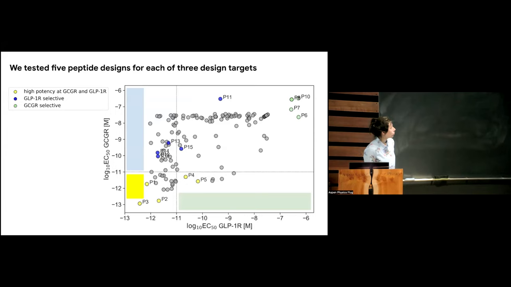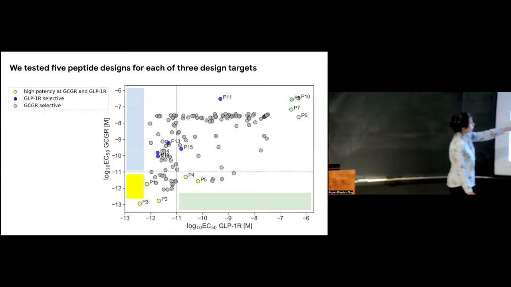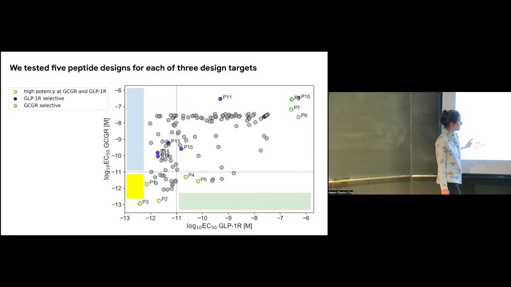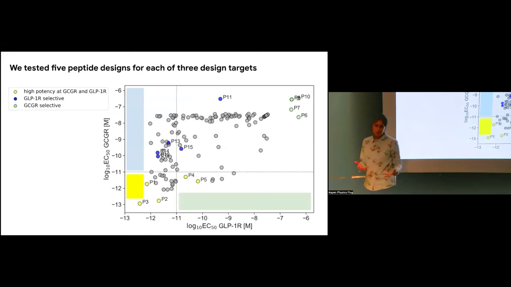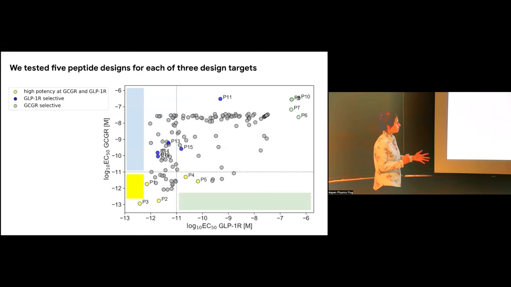And so we designed five peptides for each of these zones in this plot. And I'm showing you the results here. Our collaborator synthesized these peptides and tested them in the lab. And five is a really small number. I talked to you about being able to design and test really large data sets. In this setting, it's still expensive to synthesize peptides, and so we didn't get to test very many.